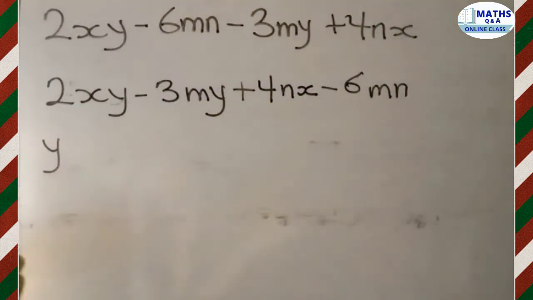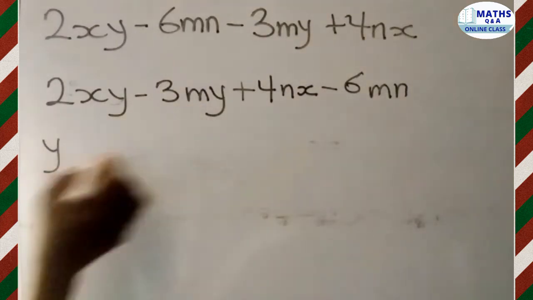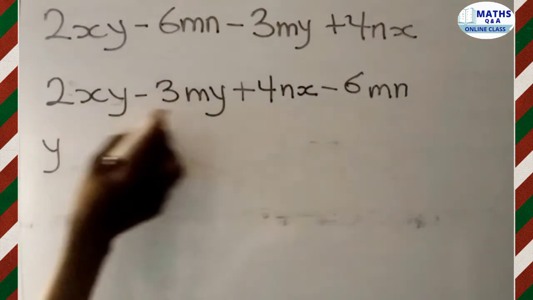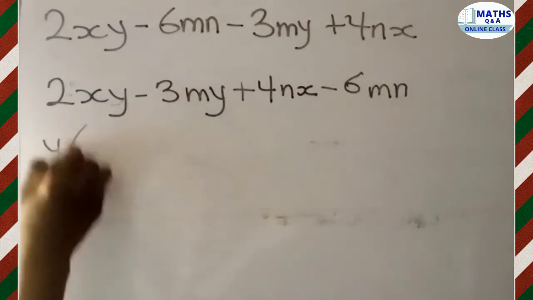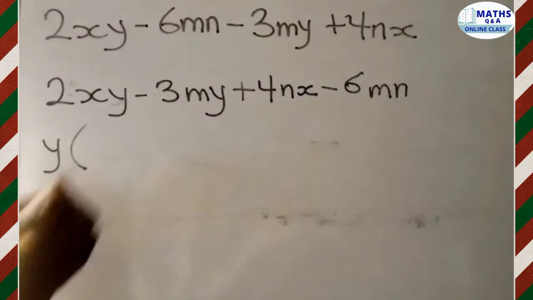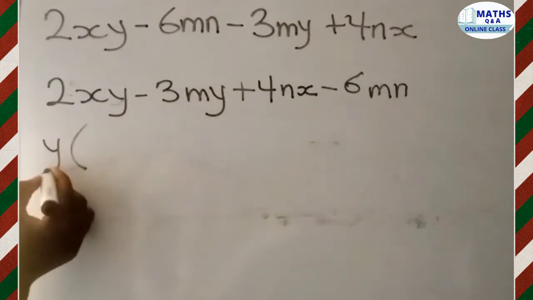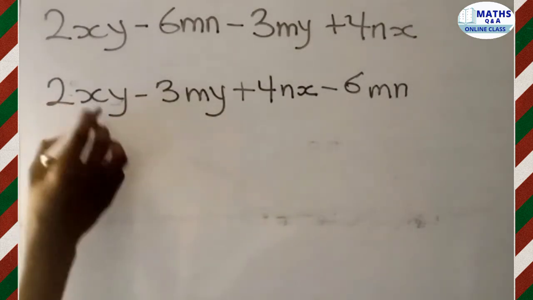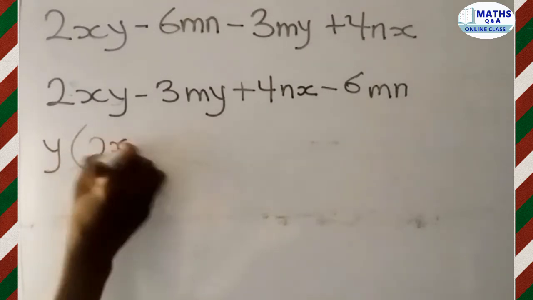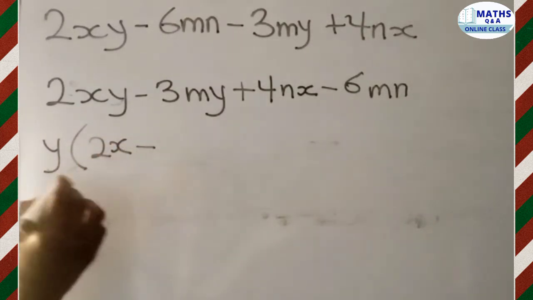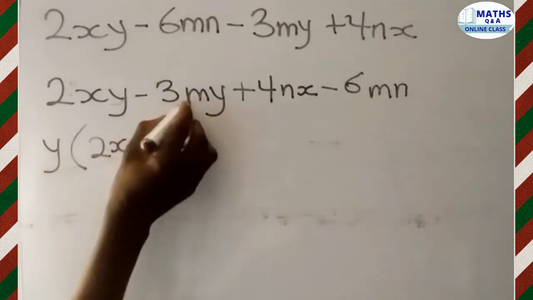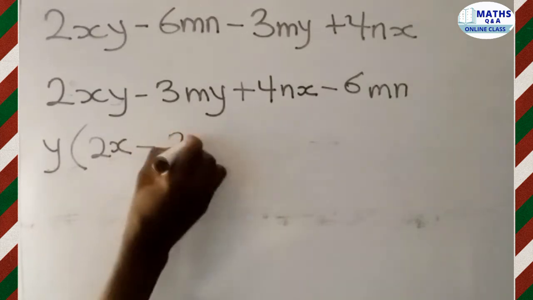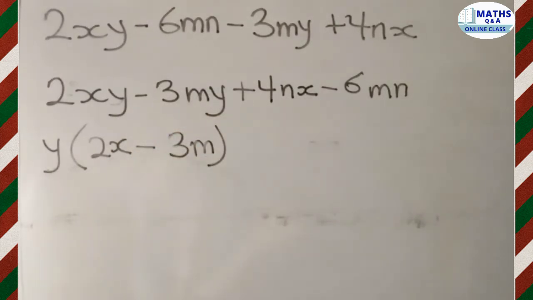Okay, now after writing it, we have x, there is no x here. We have m, there is no m here, so we can't write those ones. So you open a bracket. Now we've taken y from this term, so what is left here? 2x. So you write your 2x minus, we've taken y from this term, so what is left here? 3m. Now you close the brackets.